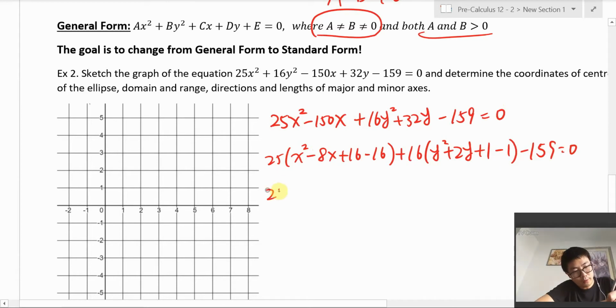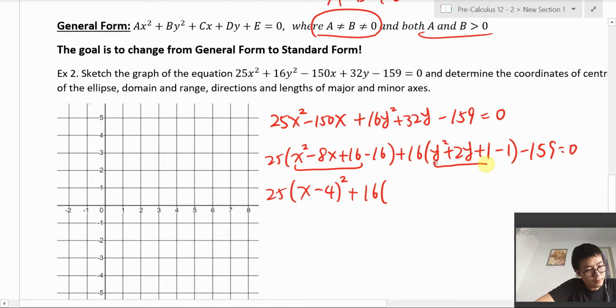And now I'm going to factor this, right? Because that's a perfect square. That's x minus 4 squared. I'll deal with the negative 16 in a second. This is a perfect square. That's y plus 1 squared.